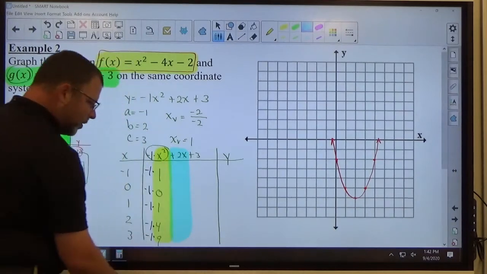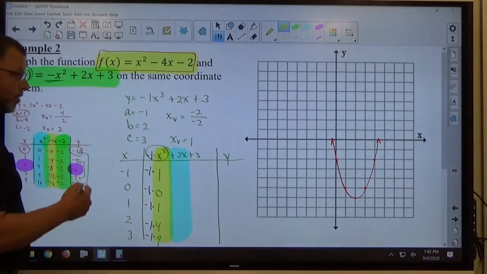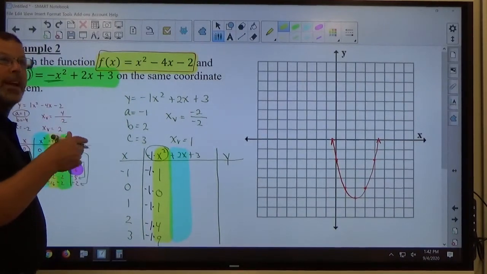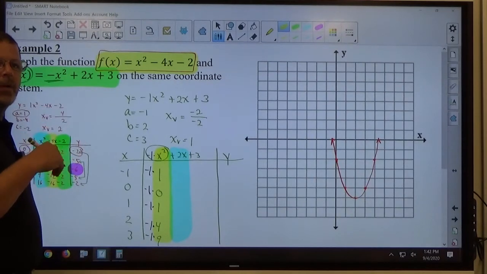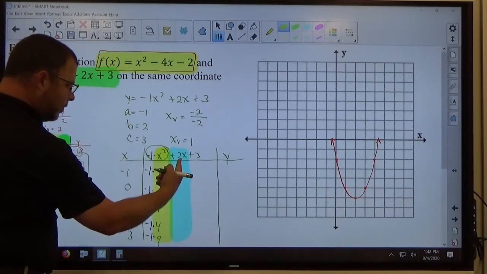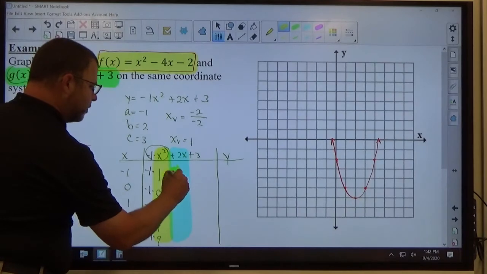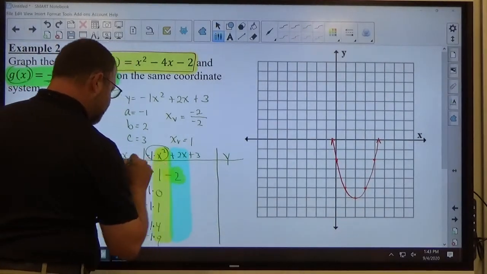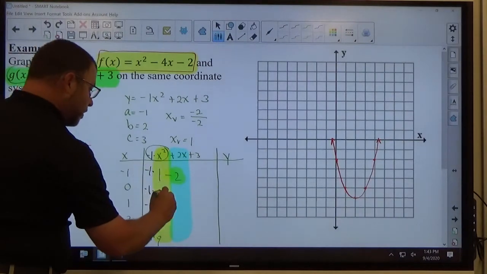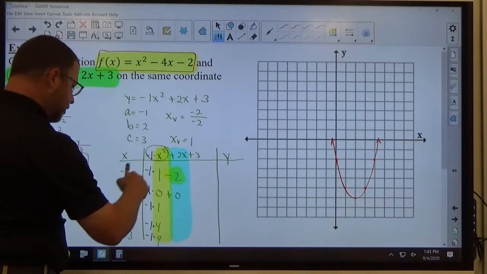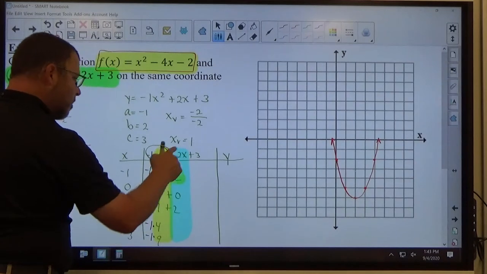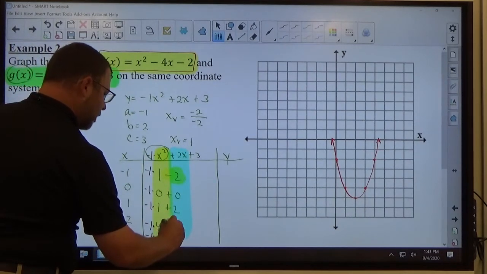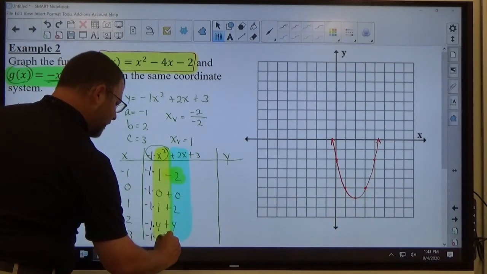All right, the next object is plus 2x. So plus 2x just means plus 2 times x. So again, if we multiply these, we get a positive, we write plus that number, we get a negative, we write minus that number. So positive 2 times negative 1 makes negative 2. Positive 2 times 0 is going to be plus 0. Positive 2 times 1 is going to be plus 2. Positive 2 times 2 is going to be plus 4. Positive 2 times 3 is going to be plus 6.